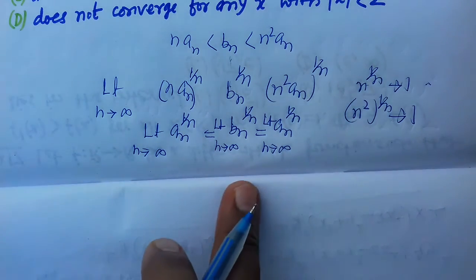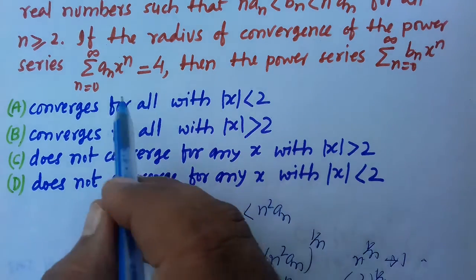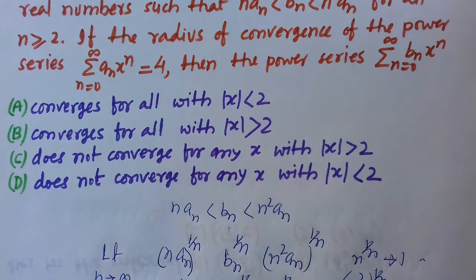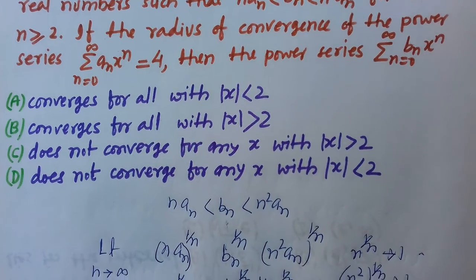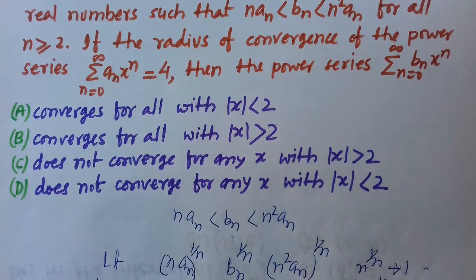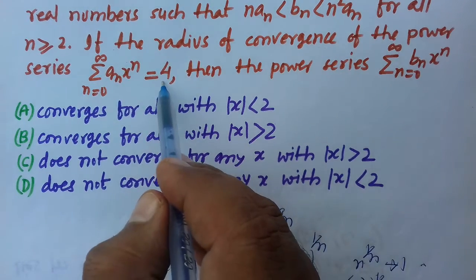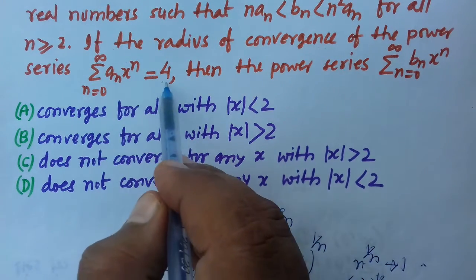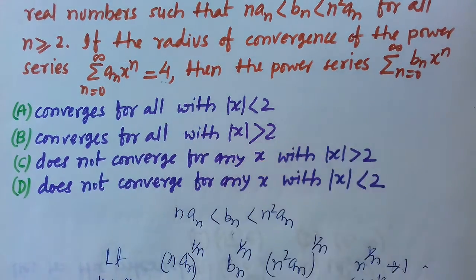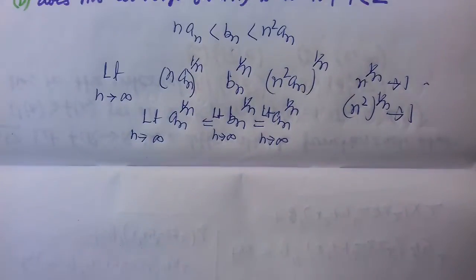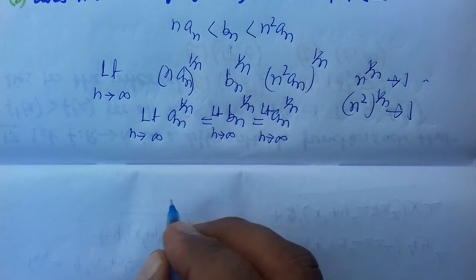So now we see the first one. Here you see 4 equals 4. So this 4 is not for this series. This 4 is for the radius of convergence. So let us do it for the radius of convergence.